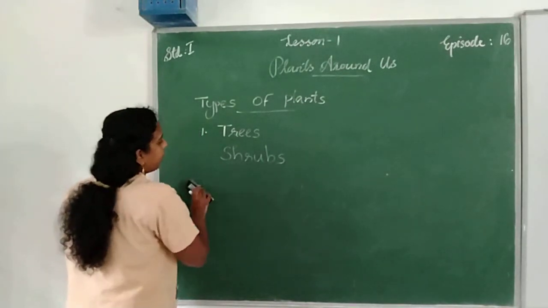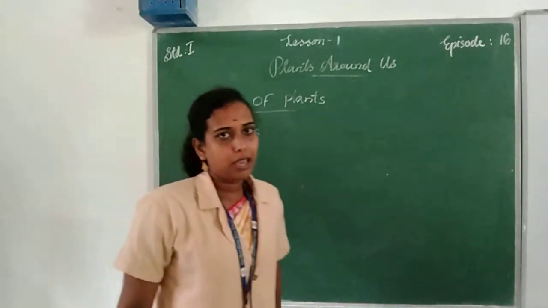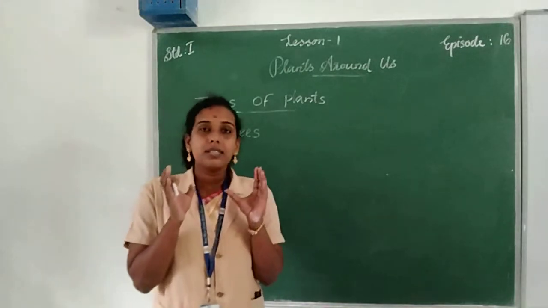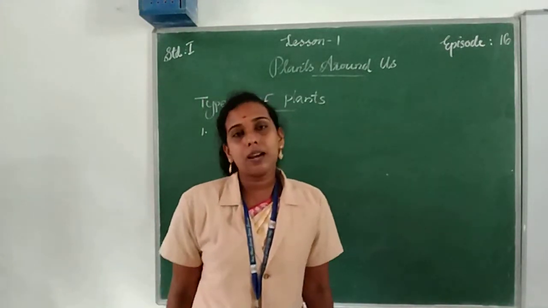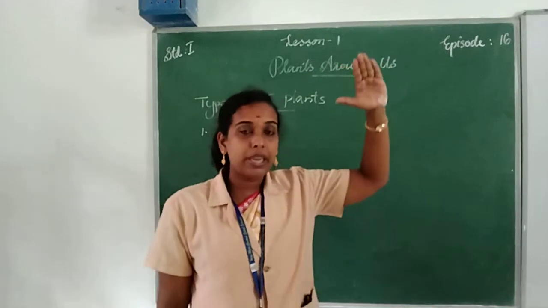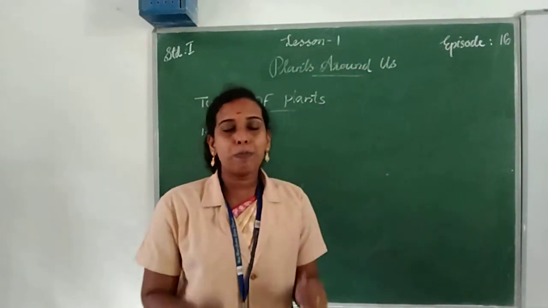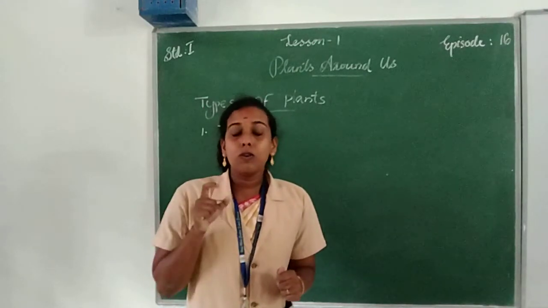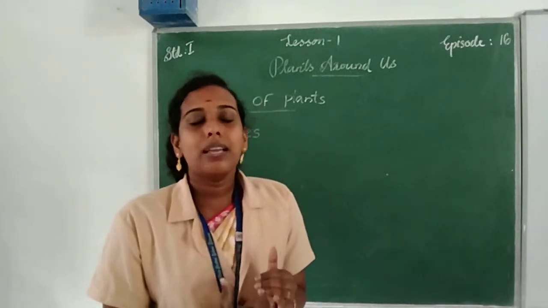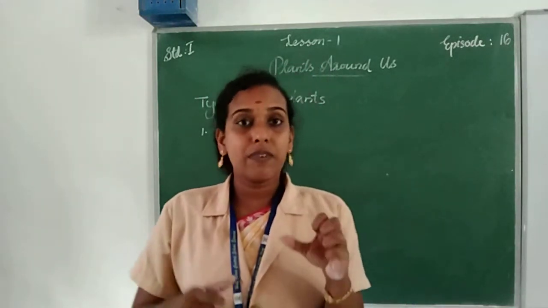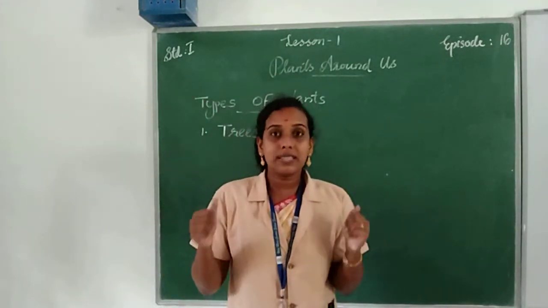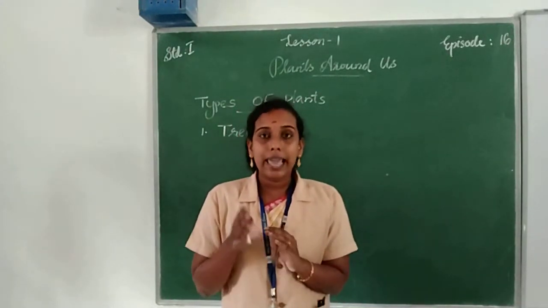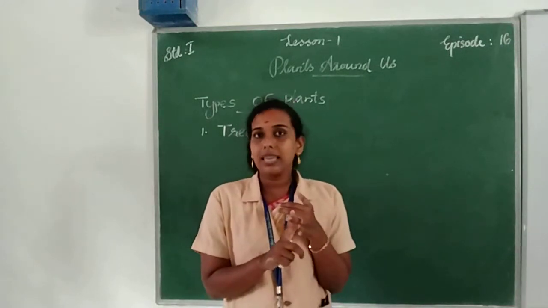And how can we identify a tree? Very big, tall and strong plants are called trees. Like the mango tree. You look at the mango tree, and here you can see that a mango tree is very big, tall and very strong. So that's a tree. Like mango tree, neem tree, pine tree, etc.